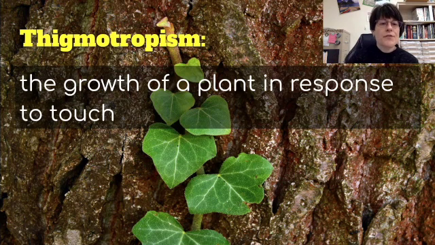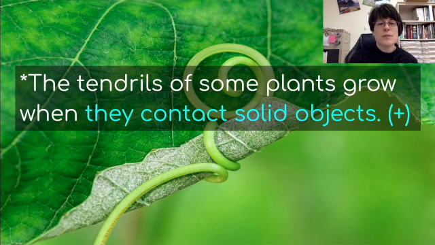There's also thigmotropism. This one you're probably not as familiar with. This is the growth of a plant in response to touch. And we can see this ivy plant growing up this tree. It's touching it. It's growing towards it. So the tendrils of some plants grow when they contact solid objects. So vines tend to do this. And this is a positive tropism because it's growing towards that touch. So when it touches something, it will grow around it. And just like that ivy was climbing up that tree as well.